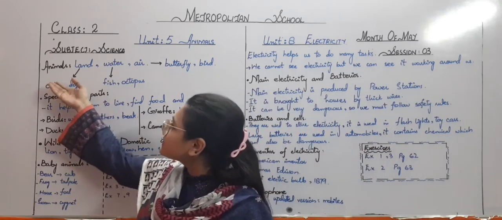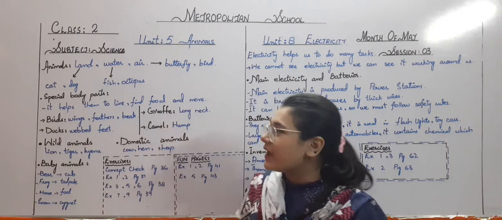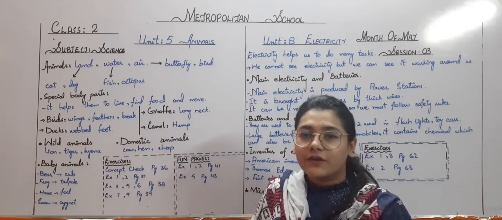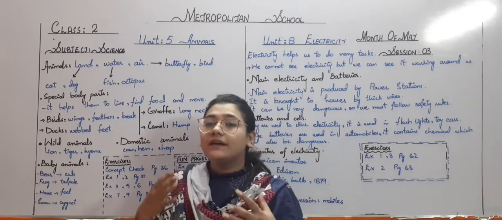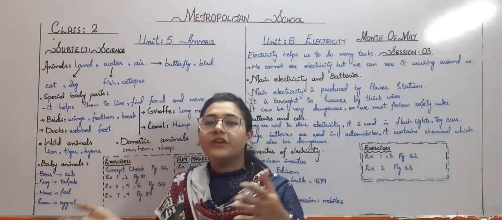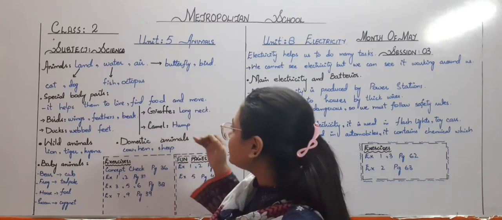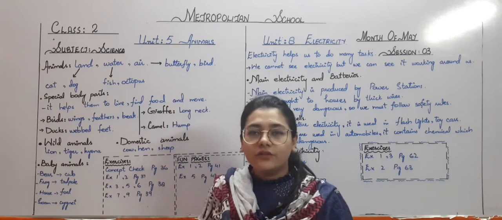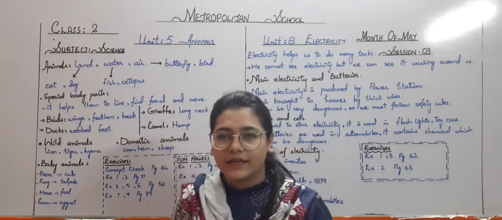We have already discussed that we have 3 types of animals. Some are land animals, some are water animals, and some are air animals. Many of the animals of air and water also come on the ground as well, right? So let's discuss first the land animals, which are cat, dog, and other 4-legged animals like lion, tiger, and many more.